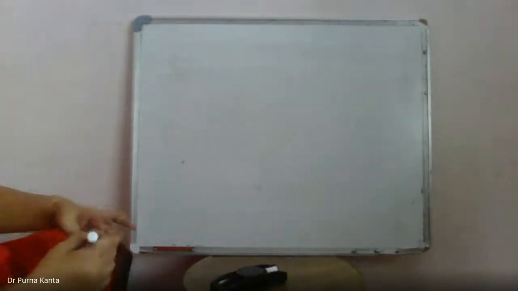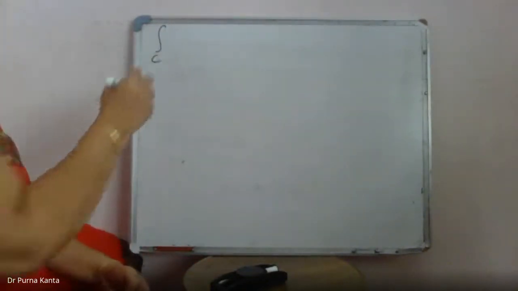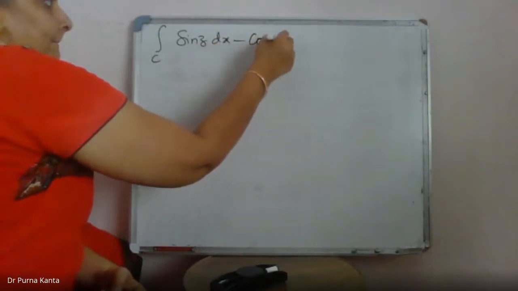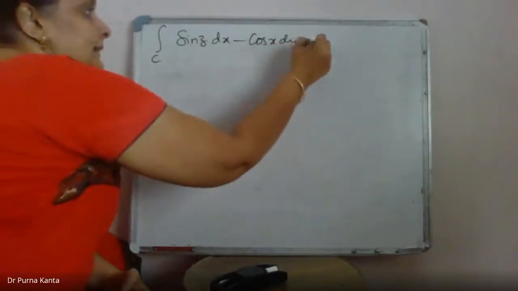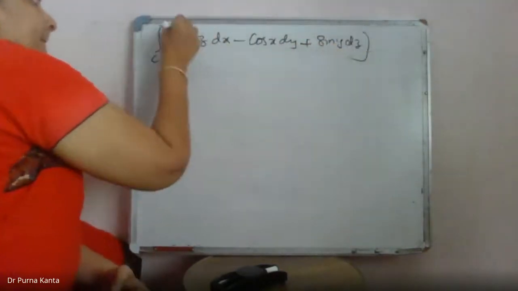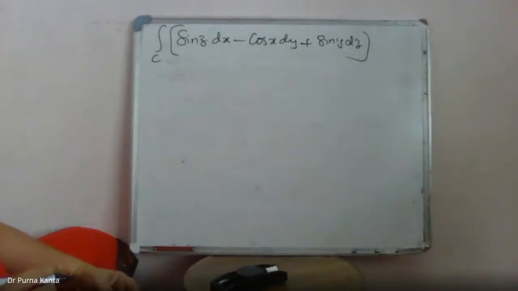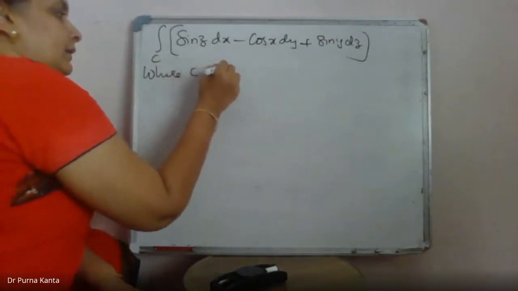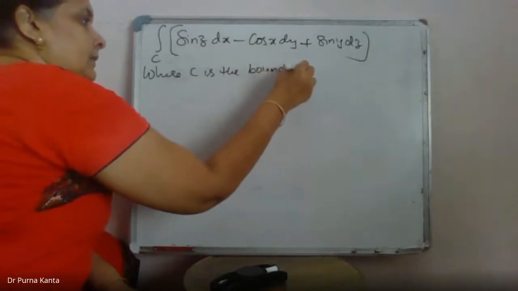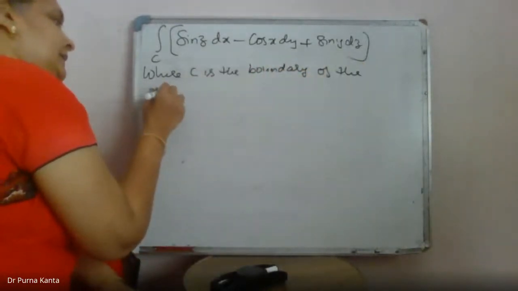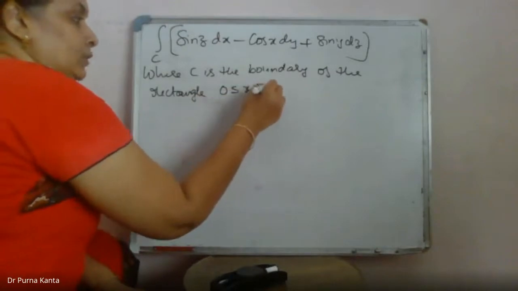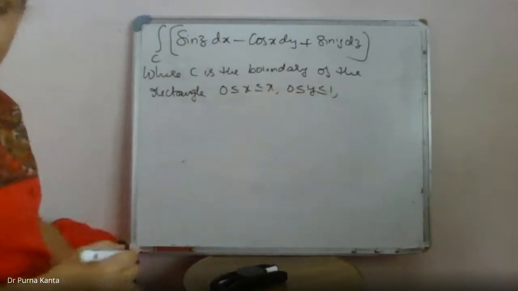Okay. So next one, evaluate the integral over C of sin z dx minus cos x dy plus sin y dz, where C is the boundary of the rectangle 0 ≤ x ≤ π, 0 ≤ y ≤ 1, z = 3.